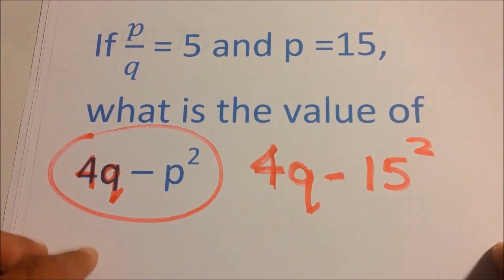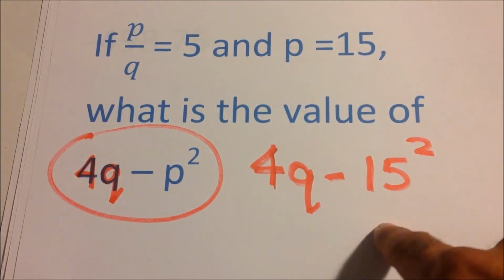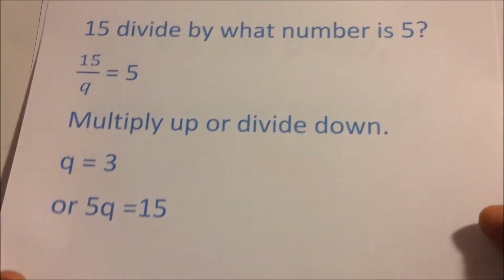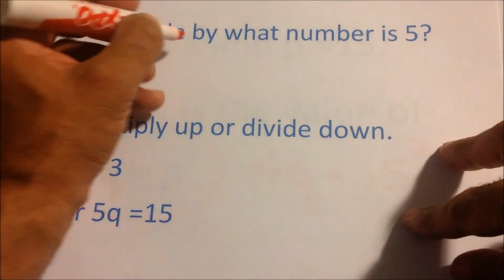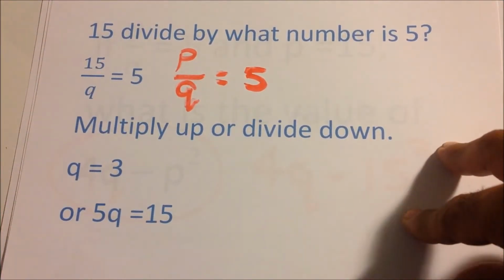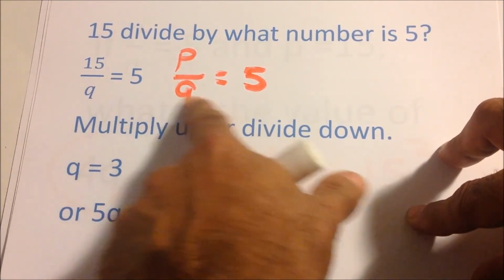Right? So what do you think the next step is? Now, if you got confused on this, let's take it one at a time first. So here we're saying P is 15. So let's go back. If P is 15, remember we started with P over Q equals 5. So if P is 15, well, now we have 15 over Q equals 5.